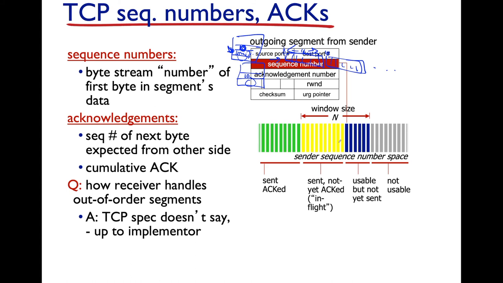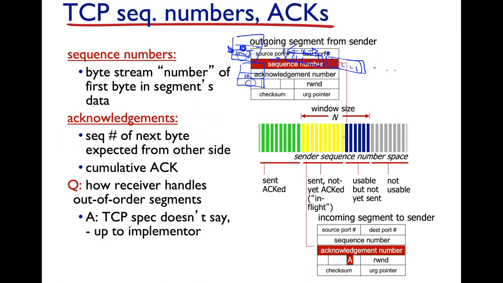All right, so if you have an outgoing segment from the sender, you have your sequence number, and it's allocated from the next available sequence number. And if you have an incoming segment to the sender, that's an acknowledgement, you're going to have the ACK number, and the ACK bit is going to be set from among these flags in the segment specification.